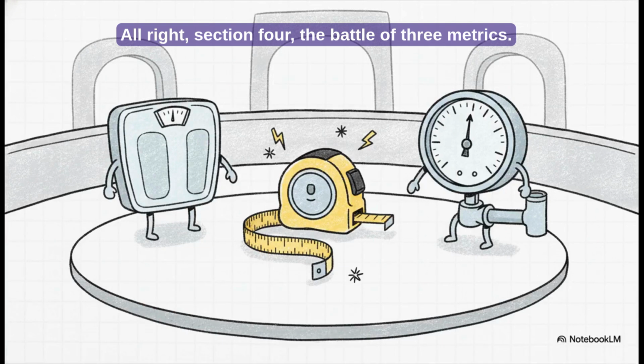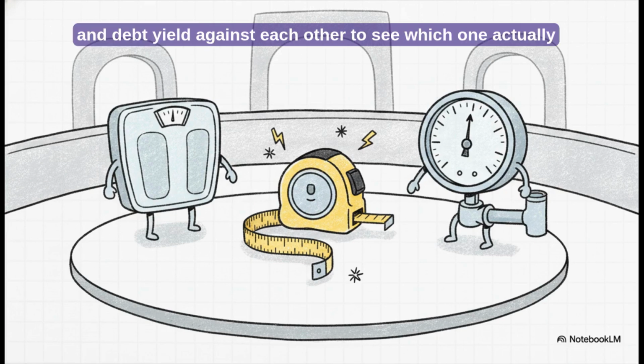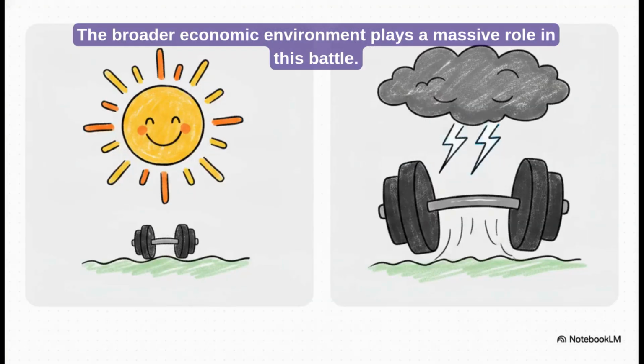All right, Section 4, the battle of three metrics. This is where it gets really interesting. We're going to pit LTV, DSCR, and debt yield against each other to see which one actually restricts your loan. The broader economic environment plays a massive role in this battle.